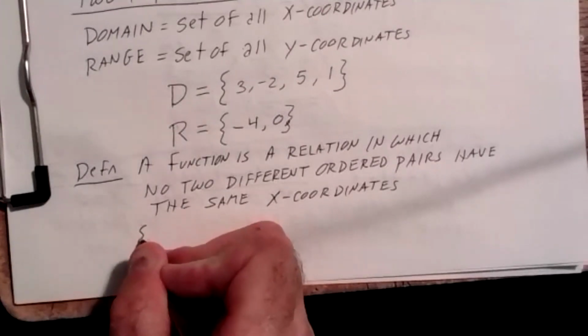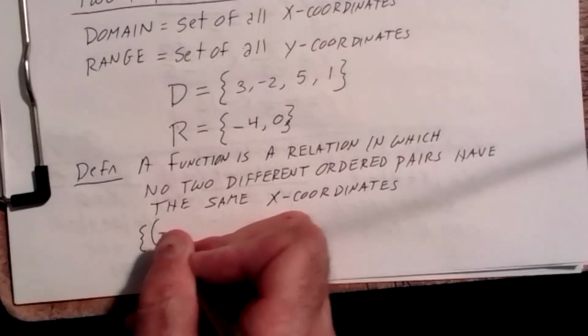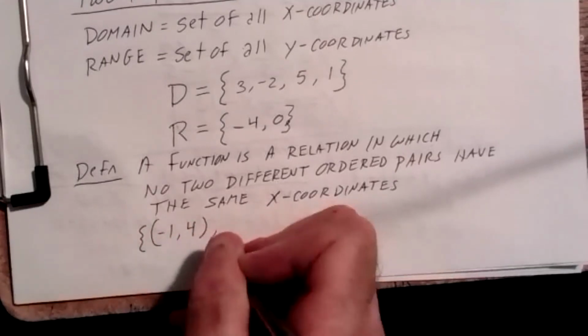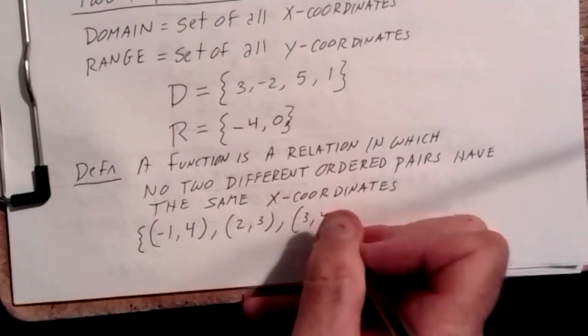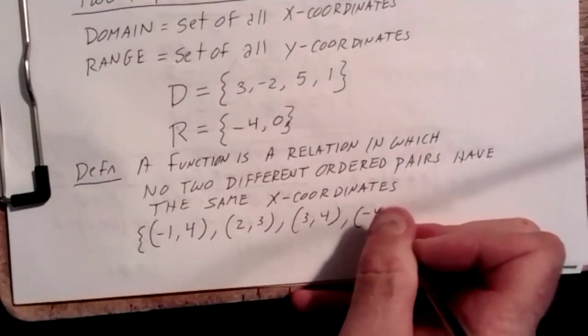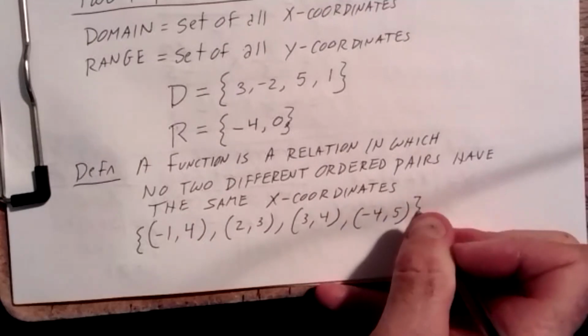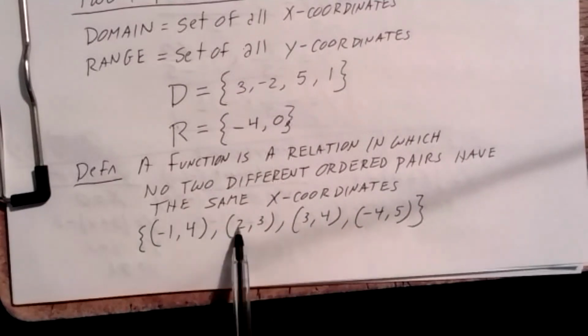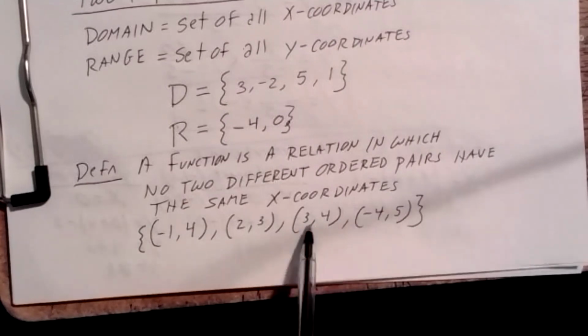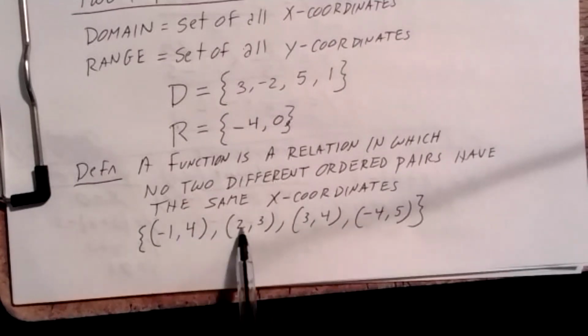Here's an example of a function. This set of ordered pairs represents a function. Yes, it's a relation because it's a set of ordered pairs, but this is a special type of relation known as a function. Because notice all the x coordinates are unique. There's no duplicate x coordinates with two different ordered pairs. They're all different x coordinates. That's why this is called a function.